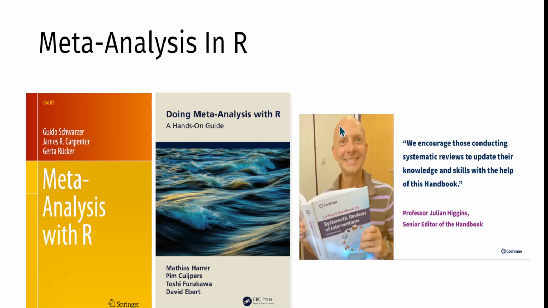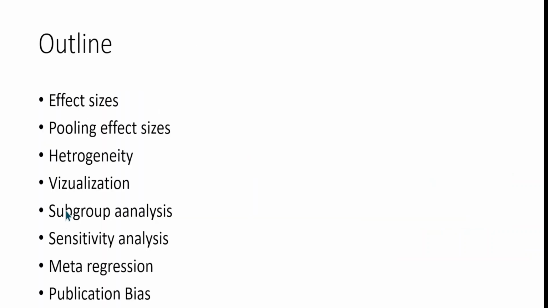The third reference, of course, is the Cochrane Handbook. Every systematic review and meta-analysis follows the Cochrane guideline, so it's very important to be familiar with the handbook, because if you are doing systematic review and meta-analysis, you will often have to refer to this handbook, which is edited by Professor Julian Higgins. So these are the three main books that I very much recommend, and here are the outlines that I will probably cover in the next series of videos.